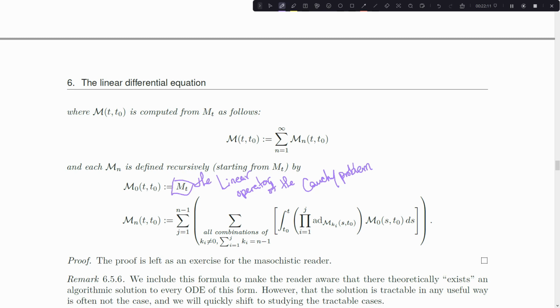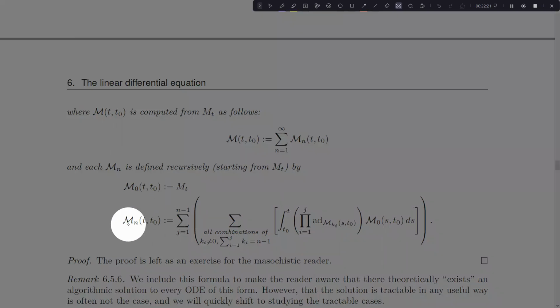Okay, so the first one is the linear operator of the Cauchy problem. But the rest of them, what do the rest of them look like? The rest of them, from that point onwards, are defined recursively based on the previous ones as a sum from 1 all the way up to n of all combinations of ki's, which are non-zero, which themselves sum to n minus 1. And then I integrate, and I take a bunch of compositions of this adjoint representation, which I was talking about, of a lot of the previous mk's, and I take all those compositions and I act them on the first one, and then I have to integrate from 0 to t.